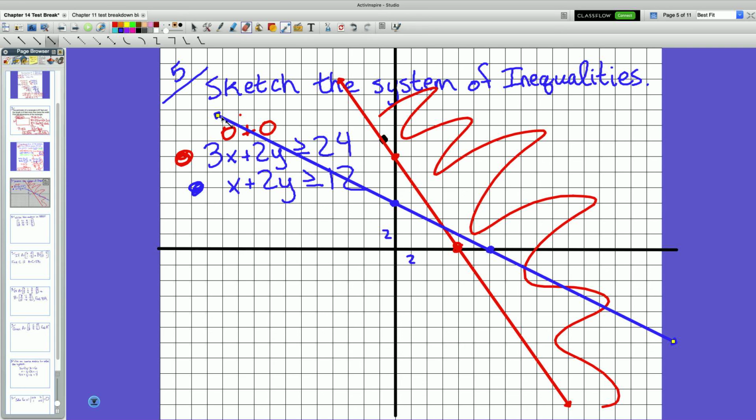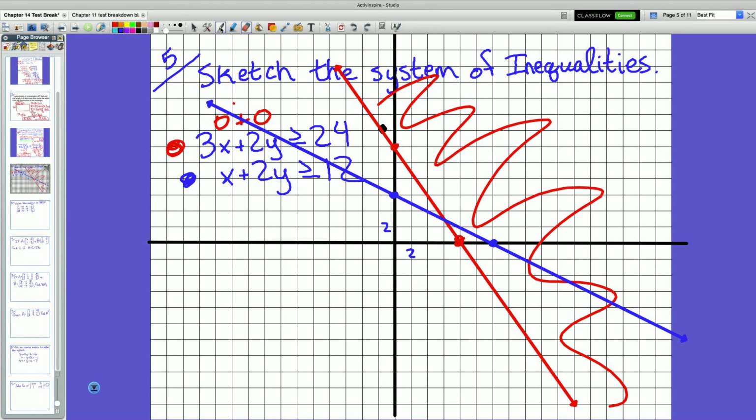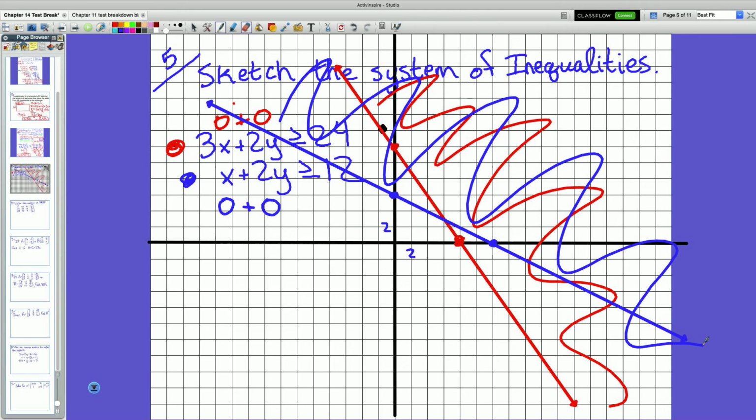Okay, and then I look and see. Plug in 0, 0. So 0 plus 0 is not greater than or equal to 12. So again, I'm going to shade on the opposite side. Oops, I got kind of away from you there at the end.